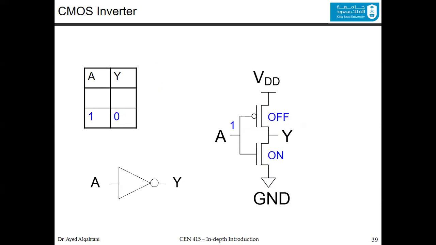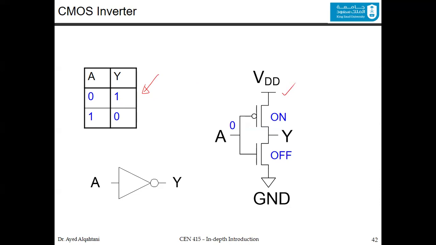Now, let's do the same to complete the truth table. For the other combination, A being 0, the PMOS transistor is on and the NMOS is off. From that, Y is actually connected to the VDD, and because of this, the value of Y is logic 1, as indicated in the truth table. And from the truth table, we surely know that this is really the inverter and this design is correct.